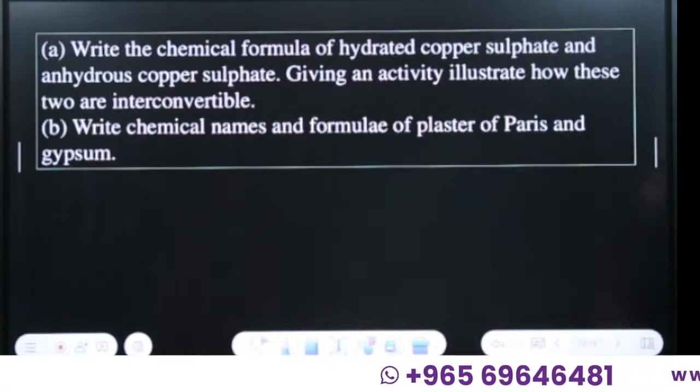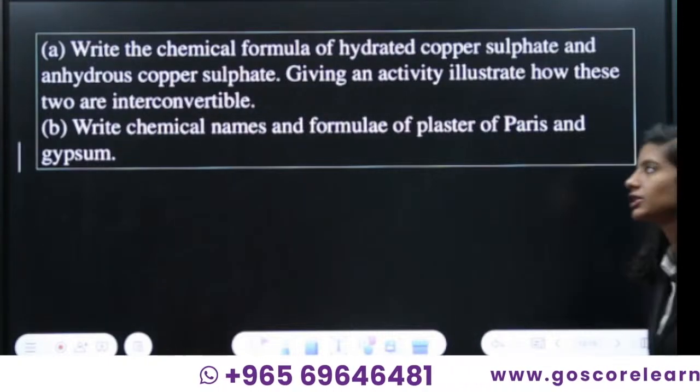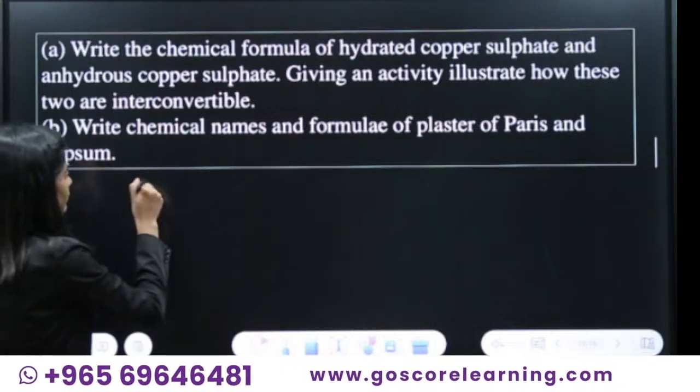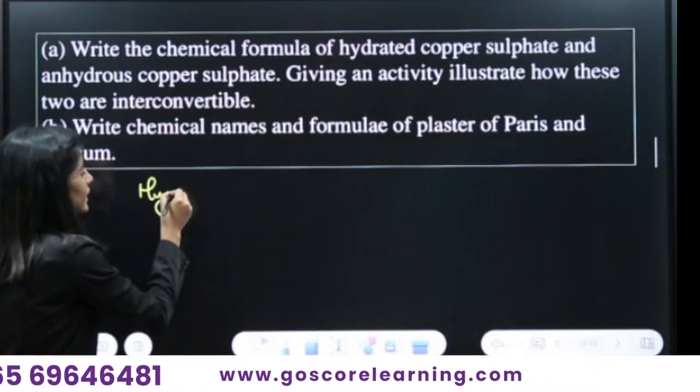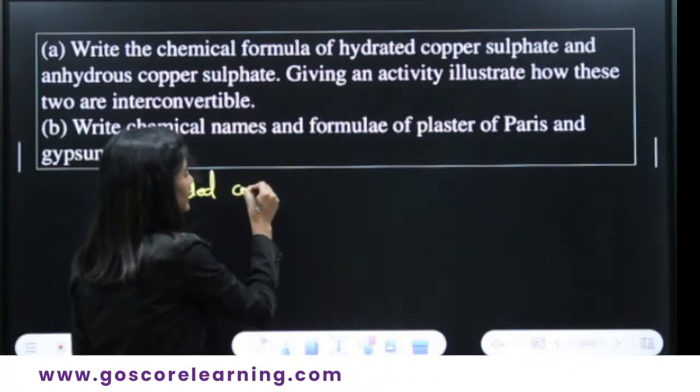Write the chemical formula of hydrated copper sulfate and anhydrous copper sulfate. Hydrated copper sulfate and anhydrous copper sulfate. We'll be writing the first one, that is the hydrated copper sulfate.